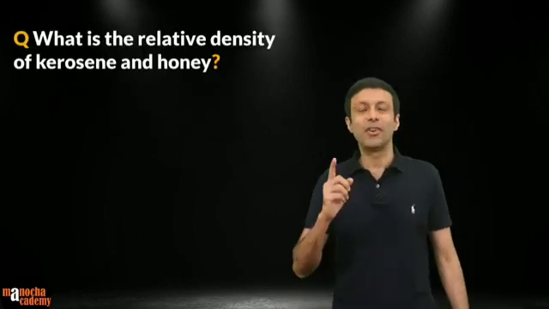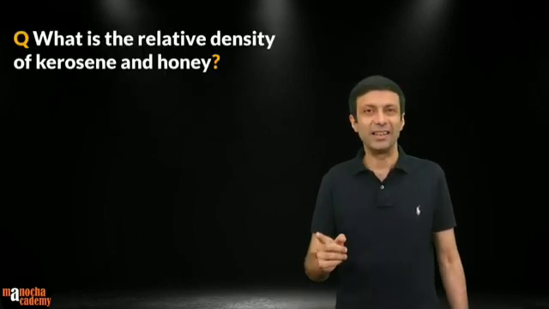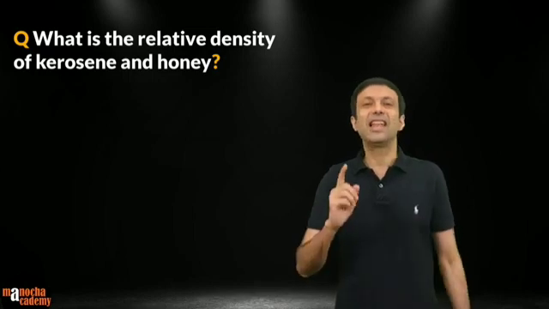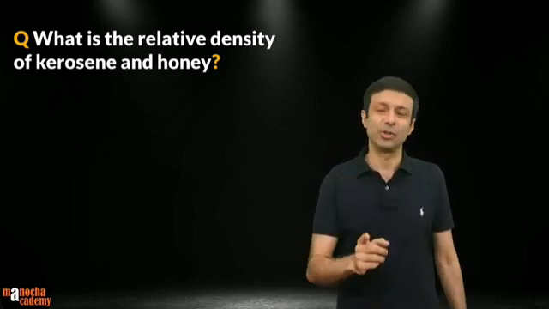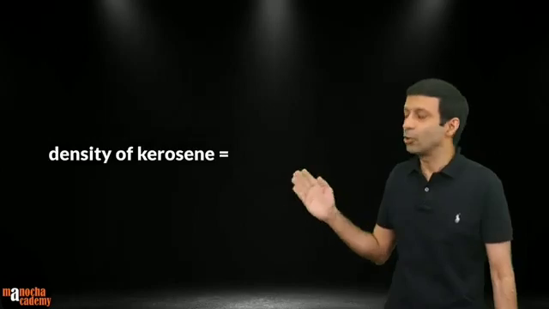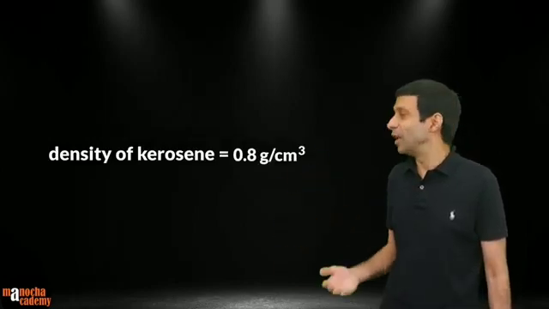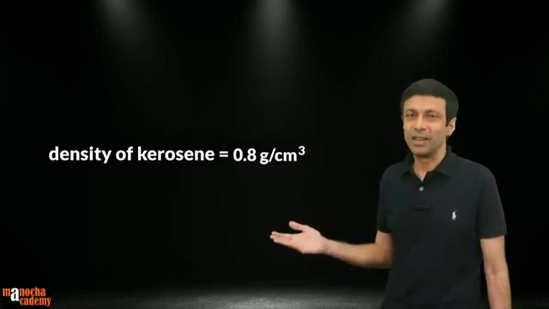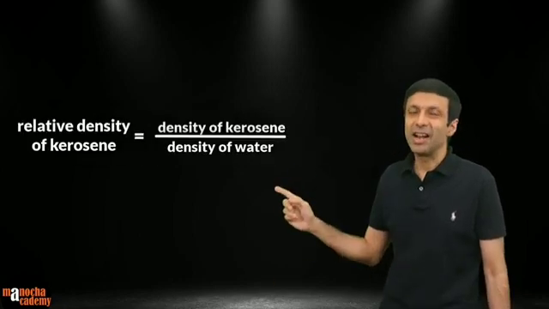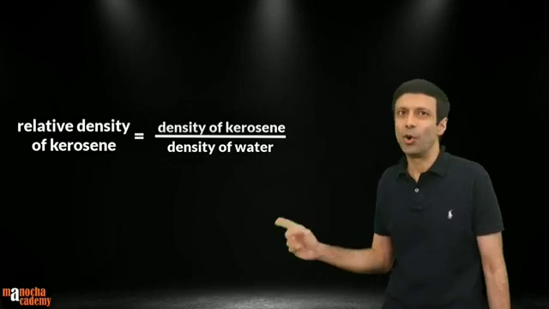Now what do you think will be the relative density of kerosene and honey? Can you work it out? Let's start with the relative density of kerosene. The density of kerosene was about 0.8 gram per centimeter cube. So let's use our relative density formula. It's going to be density of kerosene divided by the density of water.